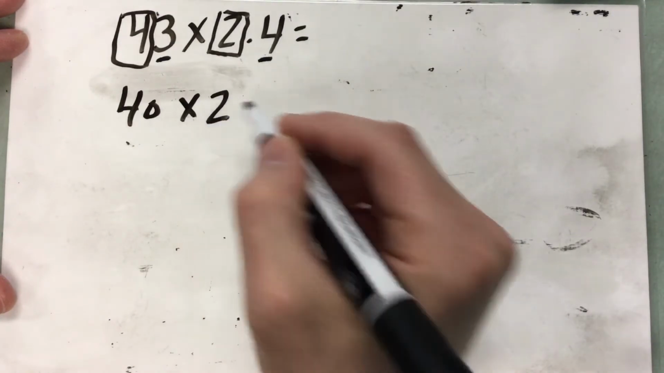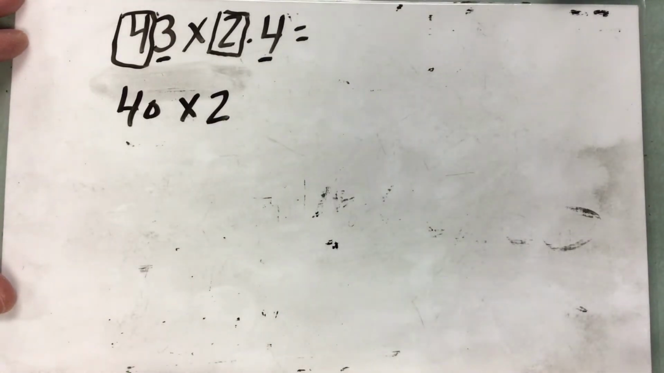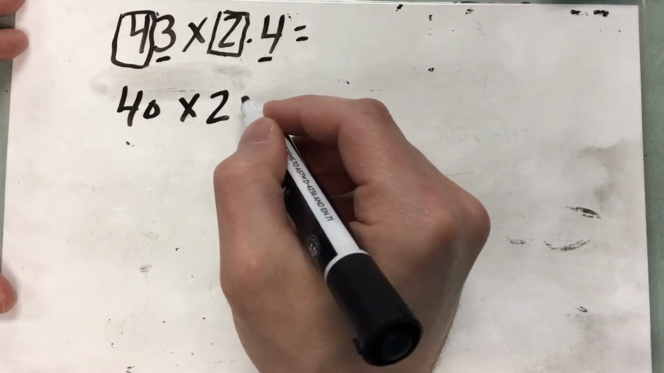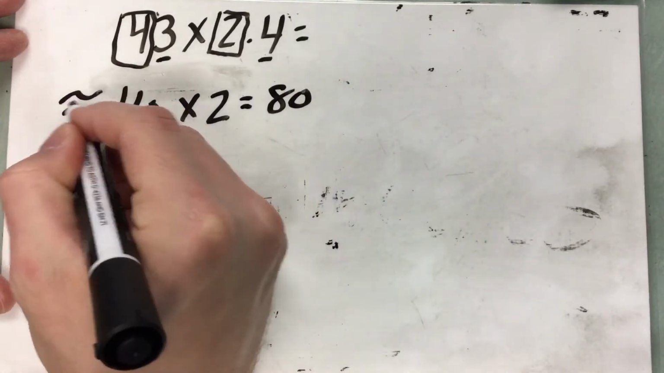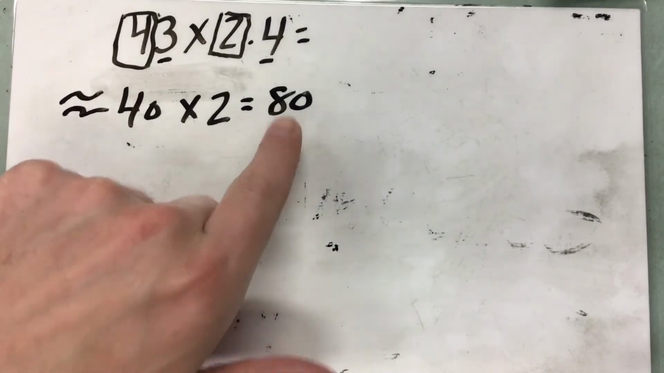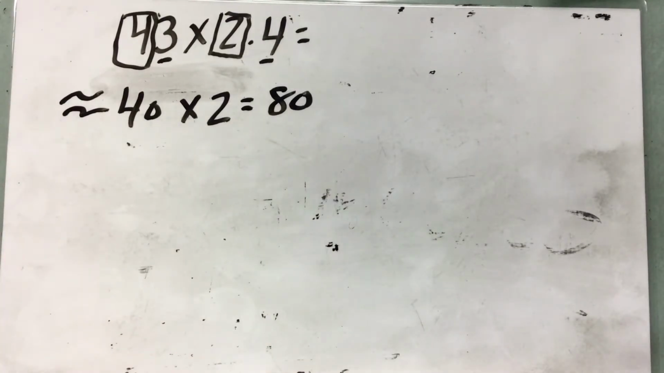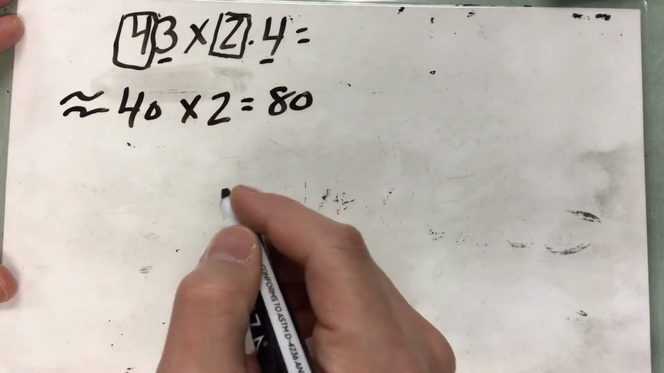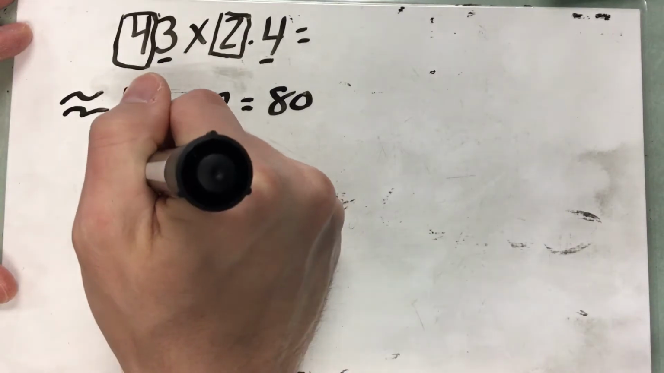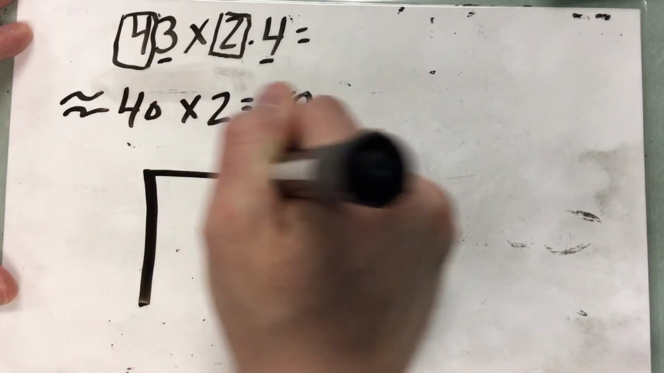So that's the same thing as 40 times 2. Well, I know 40 times 2 is 80. So a reasonable answer, we would get about 80 for our product. So let's find the actual product. So we have 43 times 2.4. Let's go ahead and draw an area model to multiply.